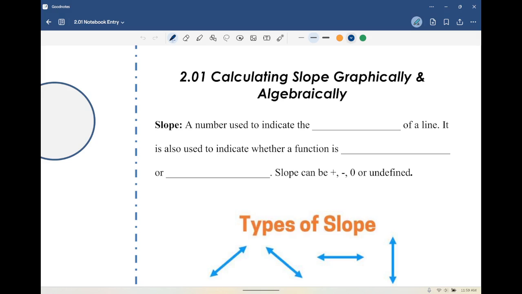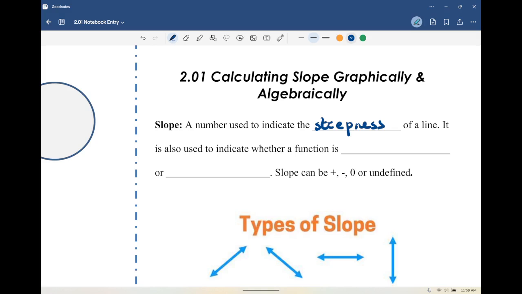2.01, Calculating slope graphically and algebraically. When we talk about slope, it is a number used to indicate the steepness of a line. Steepness. And so, the farther away from 0 a slope is, the steeper it is. Doesn't matter if it's positive or negative. The farther from 0, the steeper it is.